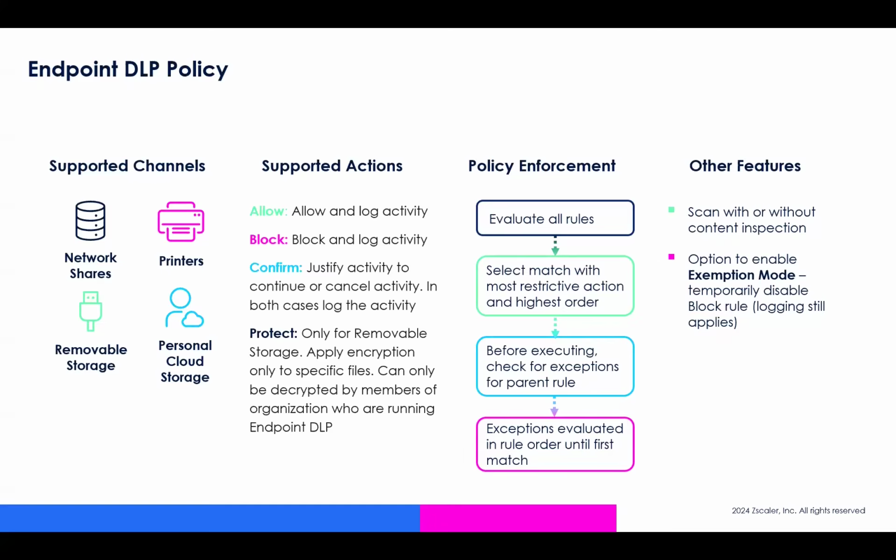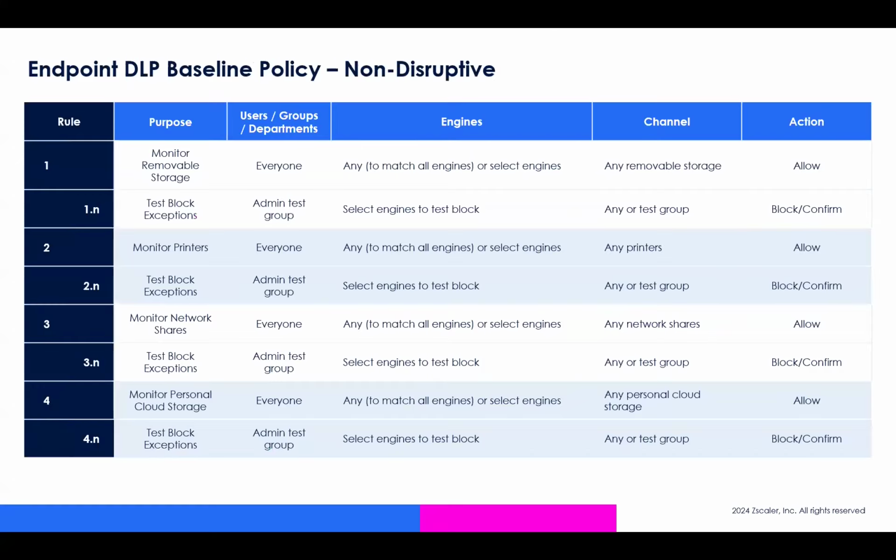Let's take a look at an example endpoint DLP policy that is non-disruptive. Here we built a monitoring policy that only exists to detect and log sensitive data on endpoints. Since this is a monitoring policy, we've applied all rules to all users, groups, and departments, using either any to match all engines or select engines. In each case, we've built a rule to monitor a specific channel, as well as an exemption rule that in this case is designed specifically to test blocking for a test group.